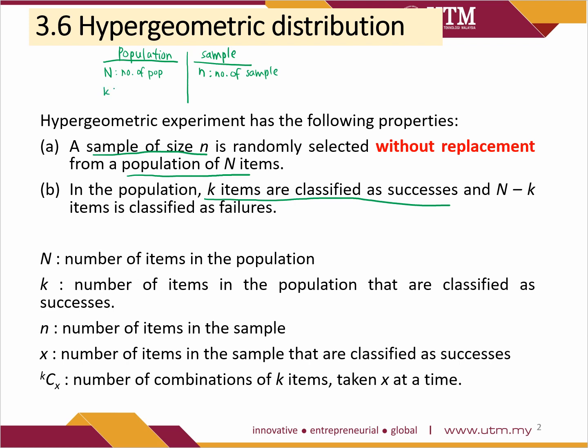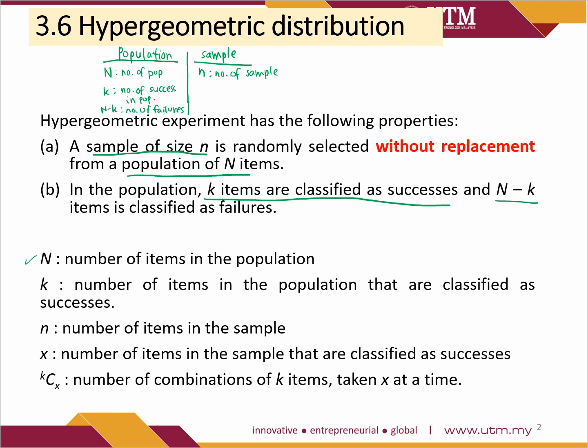So K is defined as the number of items, or number of success, in population. So of course, N minus K items will be the number of failures. Alright, so these are the parameters involved in the hypergeometric.